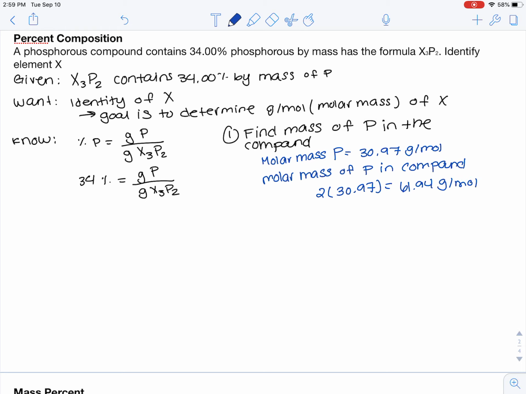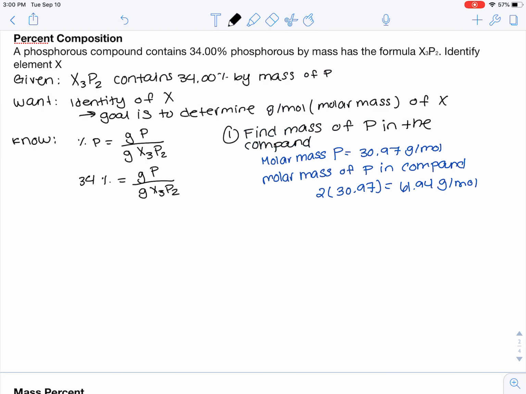So all I did at first was determine what the percent by mass is. I know that percent by mass is found by taking the mass of that particular element divided by the total. I don't know the total yet. However, I know that I can find the molar mass of phosphorus from the periodic table. And since I have a subscript of 2, I multiply that molar mass by the subscript 2 to give me 61.94 grams per mole. And that's the amount of mass of phosphorus that I have in the compound. So I have kind of half of the mass found.